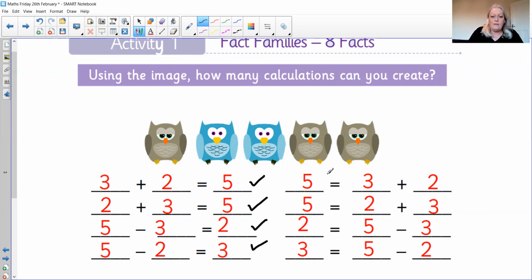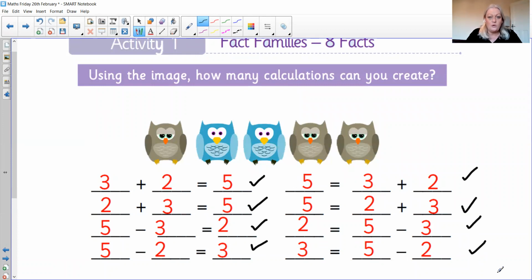Did you find your whole number is the same as, remember the equals is on this side, 3 add 2. And the whole number 5 is also the same as 2 add 3. This was our tricky bit here, wasn't it? The part 2 is the same as if we had the whole number take away 3. And the last one, our part 3 is the same as our whole number take away 2.